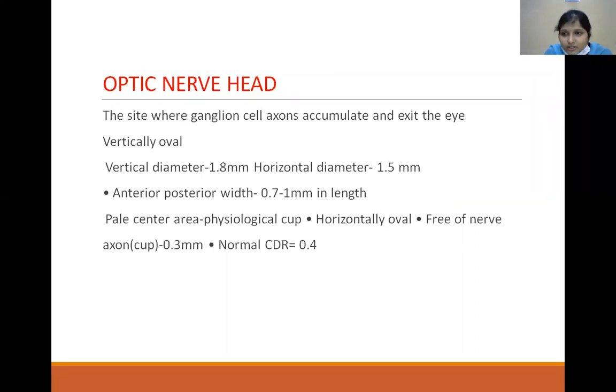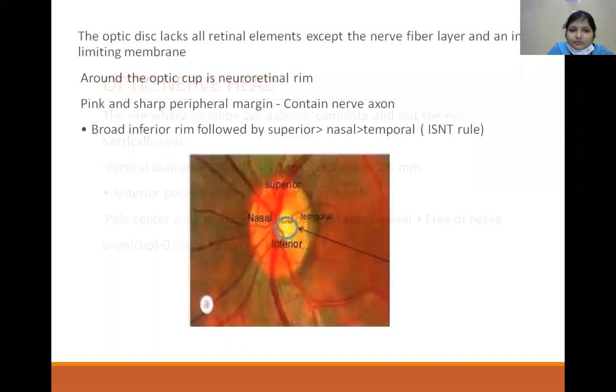So what is the shape of the optic disc? It is vertically oval and it is pink in color, and the size, horizontal diameter is 1.5 to 1.7 mm and vertical diameter is 1.8 mm. It has a pale central area called the physiological cup. The normal size of the optic cup is 0.3 mm. So the cup disc ratio is 0.4.